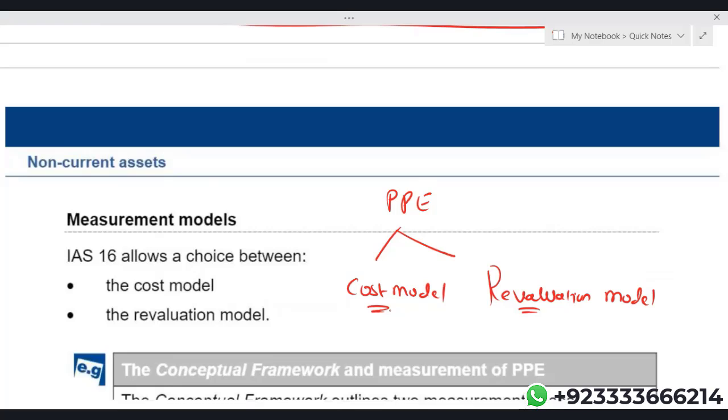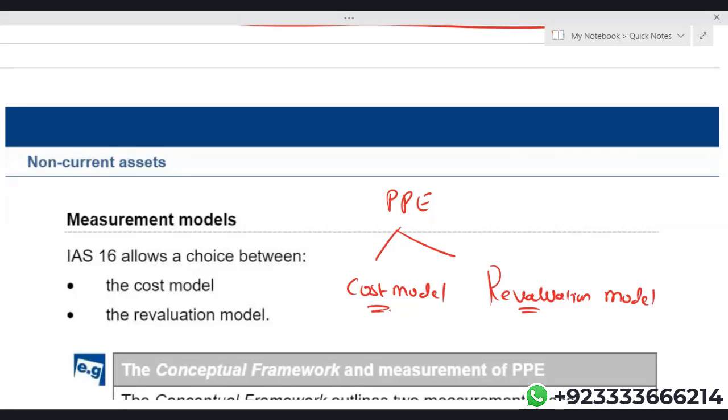Since IAS 16 has given us the choice, either to follow the cost model or the revaluation model, wherever you hear the word choice or option given by any IAS or IFRS, that is treated as an accounting policy. Accounting policy means the right to choose. So now your company has a right to choose either to subsequently follow the cost model or the revaluation model. It is up to you, because you have the option, you have a choice.